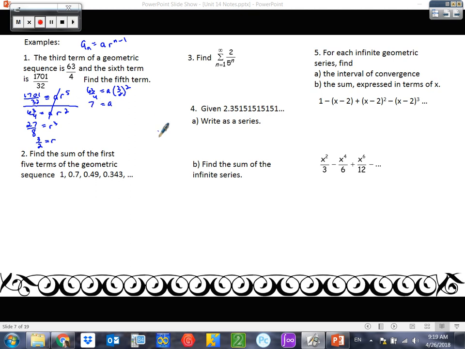Okay, so we have A and we have R. And now we can write our formula. A sub n equals 7 times 3/2 to the n minus 1. Now we can find any term we want. They actually want us to find the fifth term. So A sub 5 is going to be 7 times 3/2 to the 5 minus 1. Or, with a calculator, we get 567 over 16.